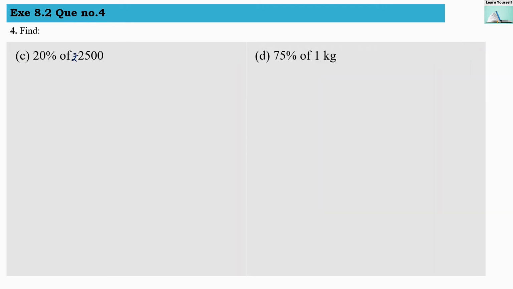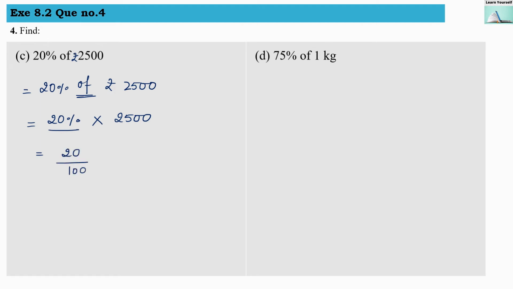Our C numerical is 20% of rupees 2500. So 20% of rupees 2500. Now let us convert this of into multiplication. So 20% is multiplying with 2500 rupees. Now this 20% we are converting into fraction form.